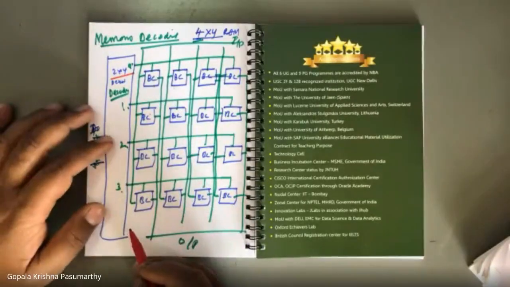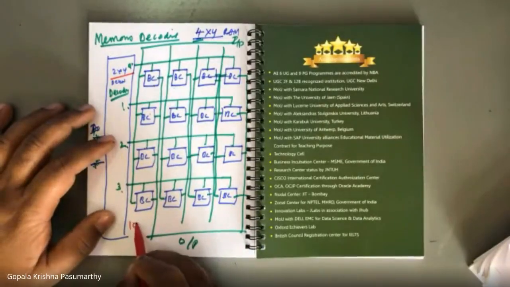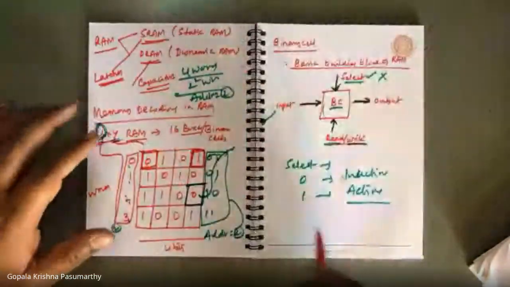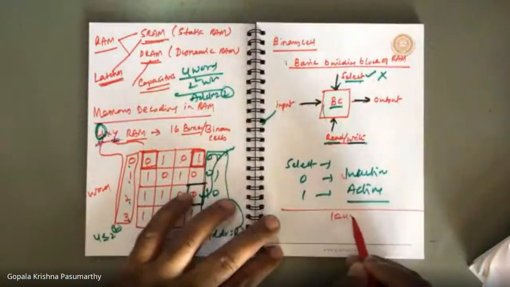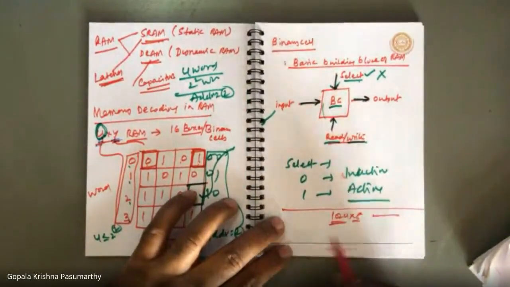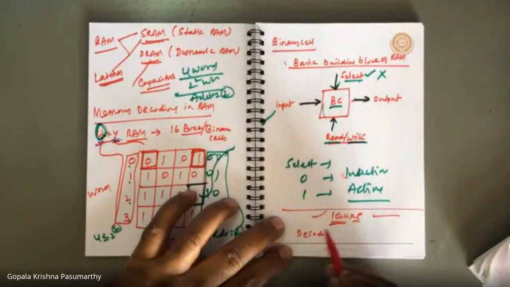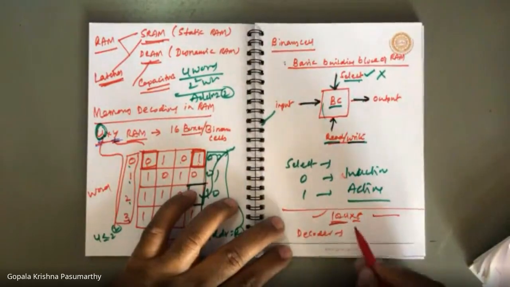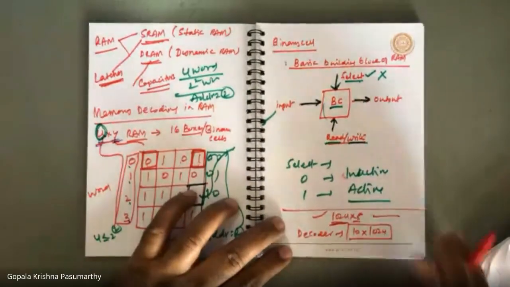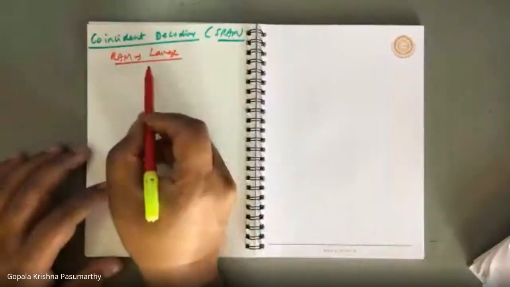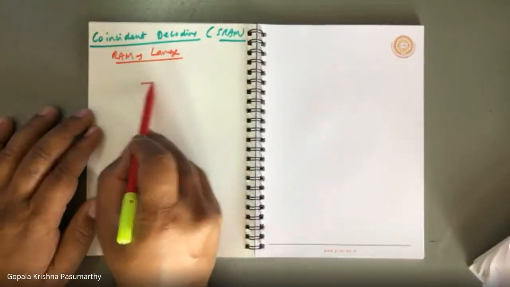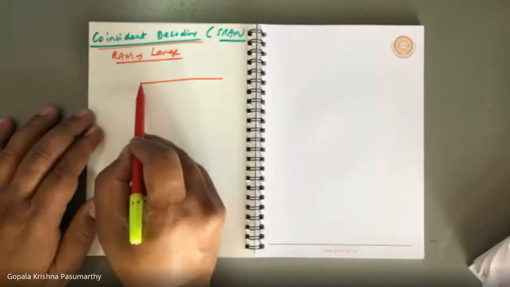For example, imagine we have a random access memory of 1024 by 8. Then we must have a decoder to implement this, a decoder with 1024 outputs and 10 inputs, a 10 by 1024 decoder. So to simplify this when the size of the RAM is large, this process is called coincident decoding.